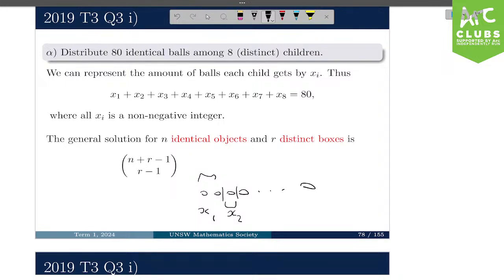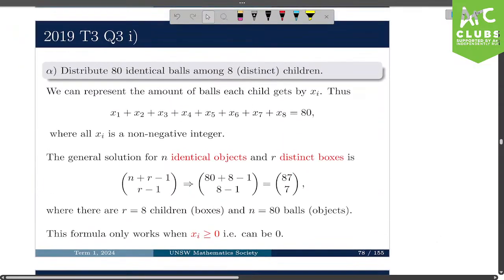So how do we get 8 regions? We have 7 barriers. So in total, how many objects would there be? There's 80 balls, and then there's 7 barriers. And then we want to choose the placement of our 7 barriers amongst our 80 plus 7, which is 87 objects. So thus we get 87 choose 7, as we've seen here below.